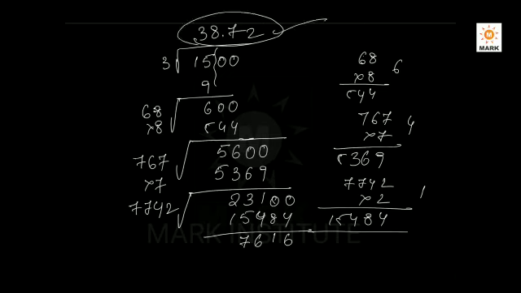So now we have found out the square root of a non-perfect square number up to 2 decimal places, which is a natural number but non-perfect square.